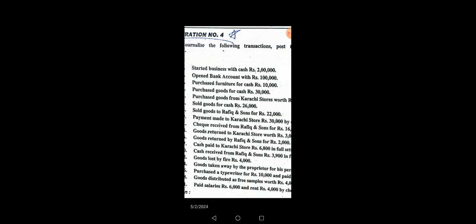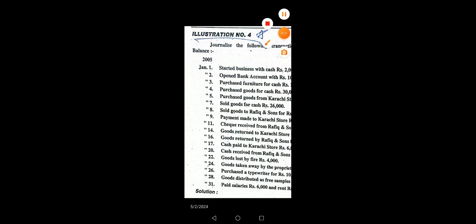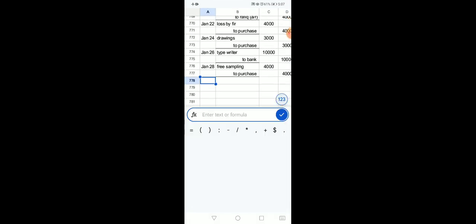After 28 we have 31, and what 31 is saying: paid salaries 6,000 and rent 4,000 by checks. So these are two different things. You have paid rent and you have paid salaries, and both expenses are paid by check. So paid salaries we will do first, but put the date.